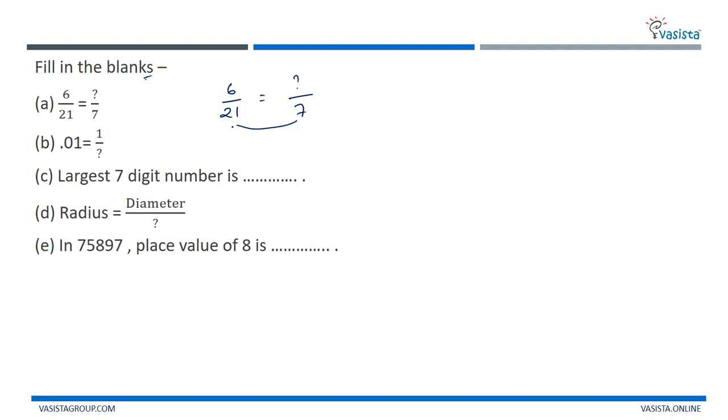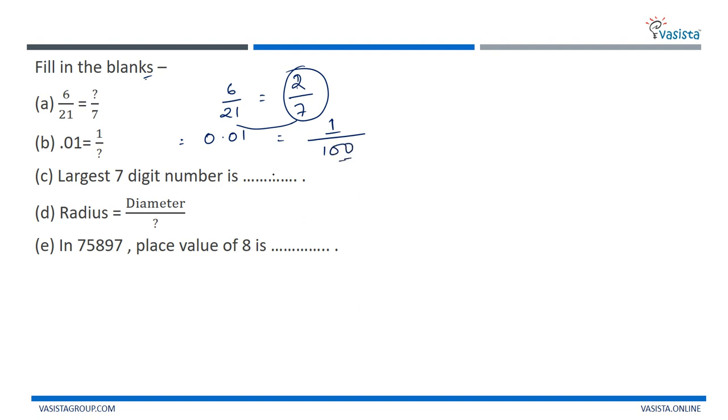If you divide by 3, you are going to get 7, right? 21 divided by 3 is 7. So similarly 6 divided by 3, which is going to be 2. The answer is this. 0.01, which is going to be 1 divided by 100, right?